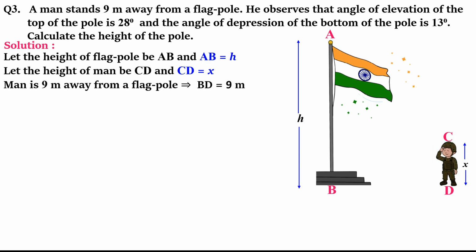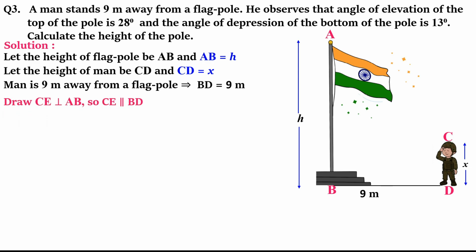Now the next thing that is given in the question is, a man stands 9 meter away from the flagpole. So from here, since BD is the bottom part of the flagpole and D is the foot of the man, this 9 meter is actually BD. The length BD is actually 9 meter.